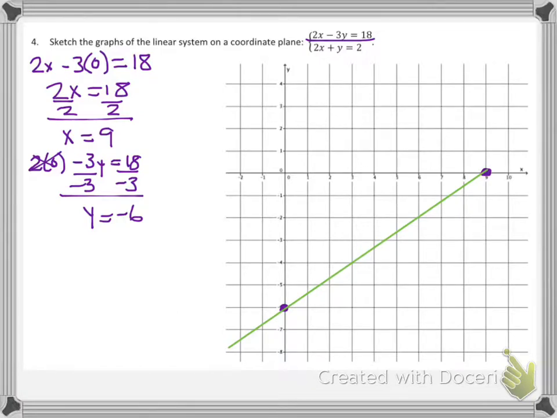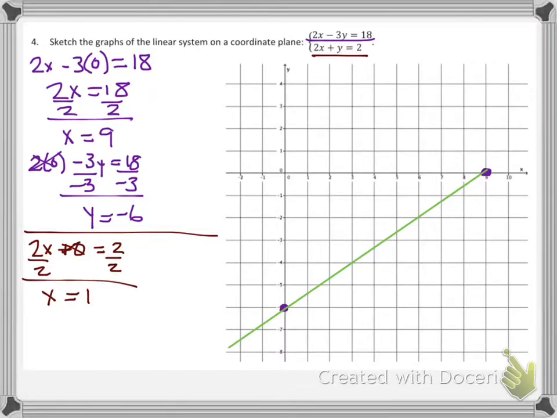And now let's work on the second one. Second equation is 2x plus y equals 2. So again, I'm just going to find the x and y intercepts. So 2x plus 0 equals 2. This is gone. Divide by 2 on both sides. I get x equals 1. So this line crosses the x-axis at a positive 1.